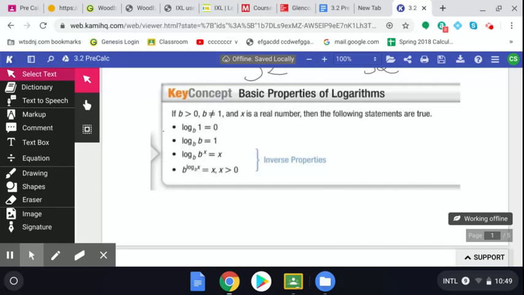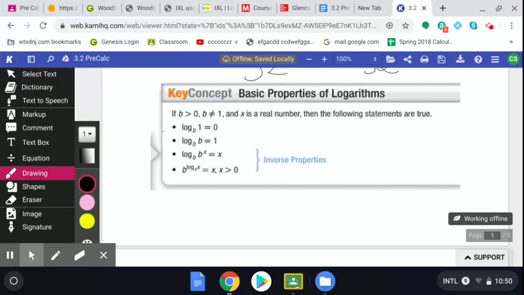So for any number greater than 0 to the 0 power, the answer will always be 1. You already know that, right? Any number to the 0 power is 1.